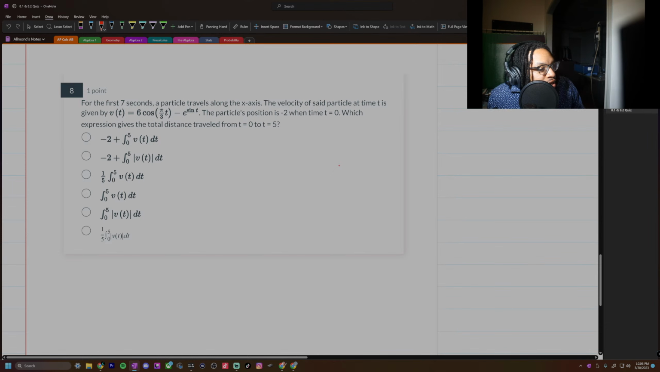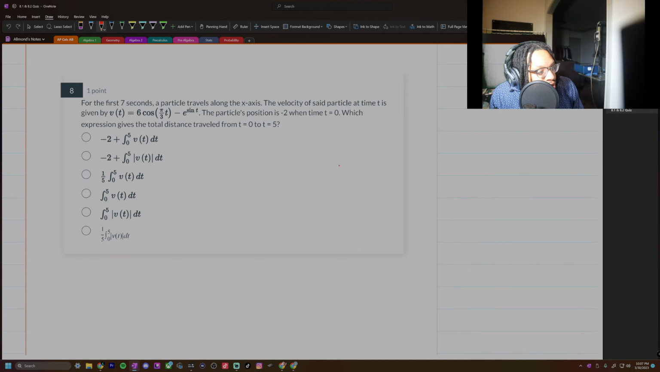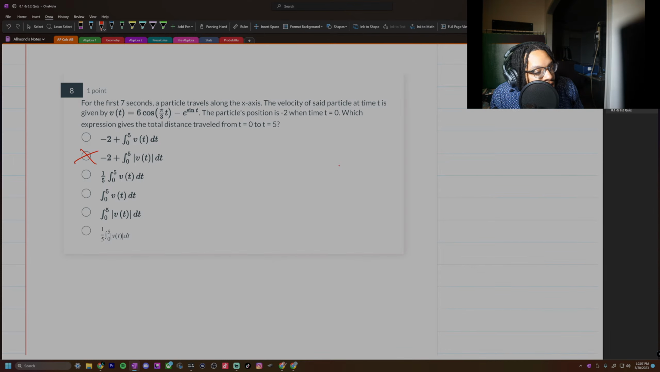All right. So it gives you a position. The question says, which expression gives the total distance traveled from 0 seconds to 5 seconds? So they're not asking for the final position. They're only asking how far literally did I travel? So I want an absolute value. So from that alone, I know it's either the second option or the last or next to last. And then this one can't be it because that -2 is like adding a position. And I only want distance traveled.